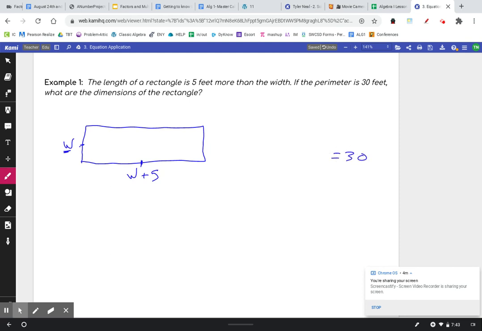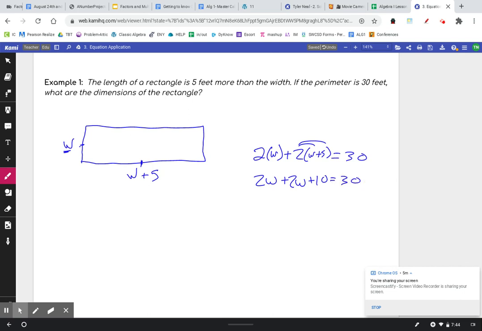And we know that that involves 2 widths, right? So there's 2 times our width, and we have 2 times our width plus 5. So we also have an additional 2 times our width plus 5. Okay, so let's just let this play out like we're solving an equation. I know that 2 times w is just 2w. Over here we have this distributive property. So we have 2 times w, which is, again, 2w, and we have 2 times 5, which is a positive 10, equals 30.